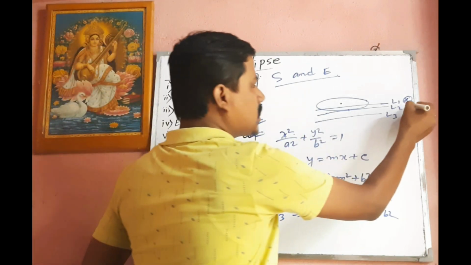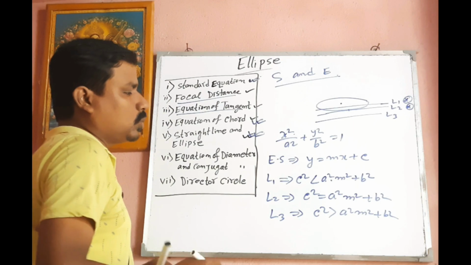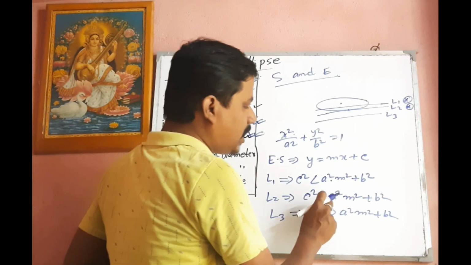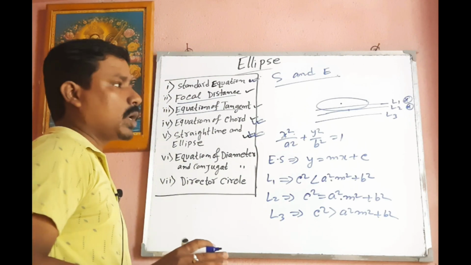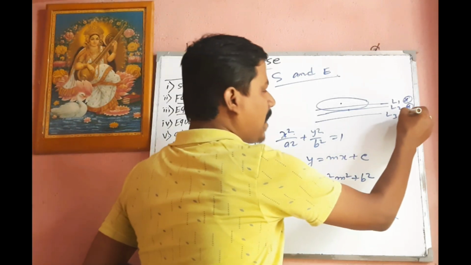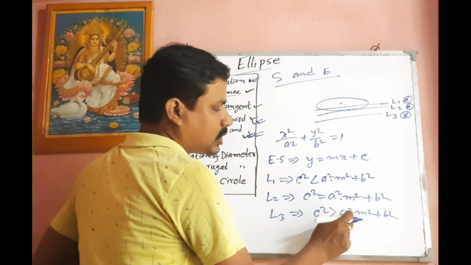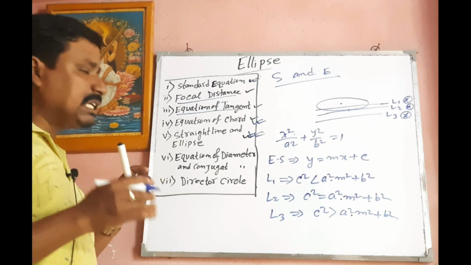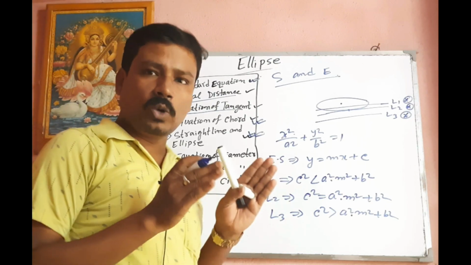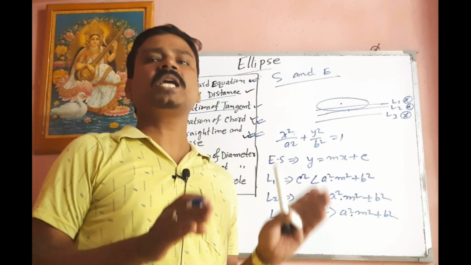If we discuss the straight line L2, then we get c square is equal to a square times m square plus b square. When we discuss the line L3, then we get c square greater than a square times m square plus b square. So this is the relation between the straight lines and the given standard ellipse.